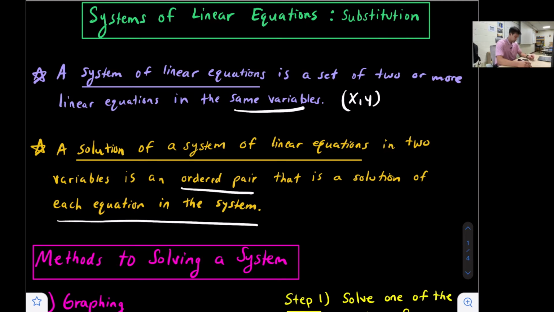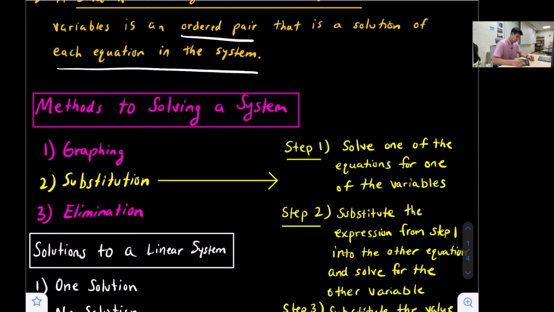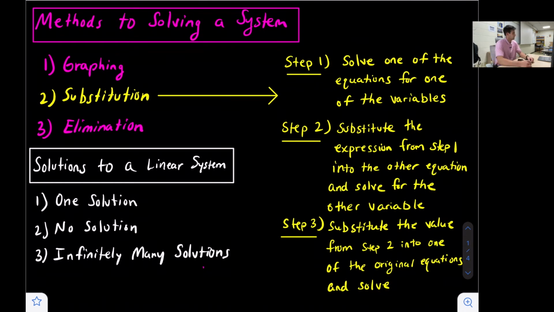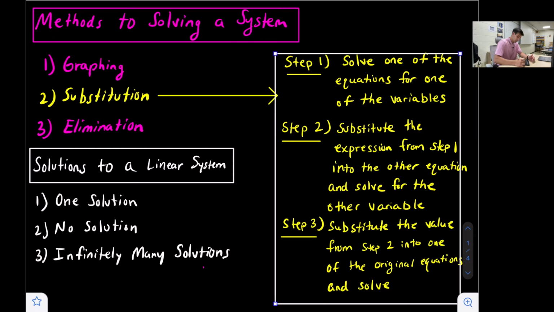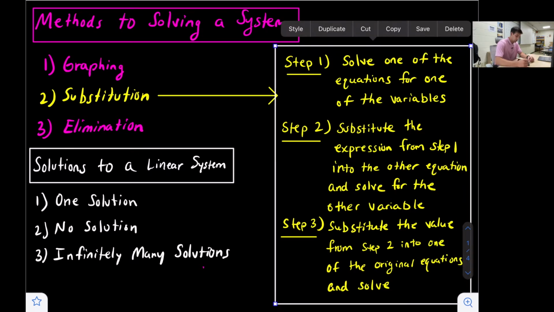Okay, so what we are going to do is solve using the method of substitution. There are three methods to solving a system: we have graphing, we have substitution, and we have elimination. In this video we're going to focus on substitution, and here are our three steps over here on the side of the screen. Step number one, we want to make sure we solve one of the equations for one of the variables. So what that means is you want y equals or you want x equals, right? It doesn't really matter which one. We'll look at examples where we do one of each.